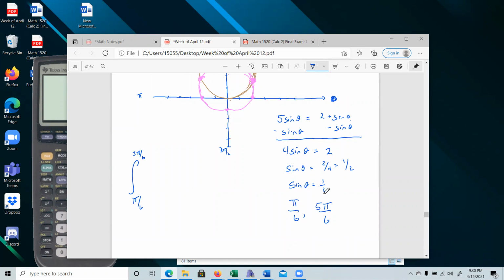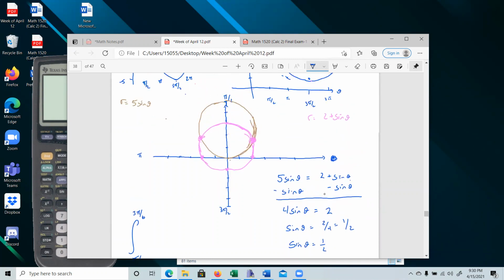Now, what we're going to do is take the brown area minus the pink area. Or I guess copper, I would call that copper. The copper area minus the pink area, because I wanted to go outside the limacon but inside the circle. So what they're looking for is this. Okay, that's what we're looking for.